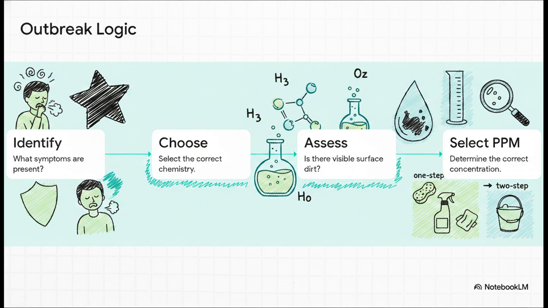So, when an outbreak strikes, just stop. Don't panic, and definitely don't just grab a bottle out of blind habit. Run this deliberate checklist in your head instead. First, identify. What are the exact symptoms? Is it vomiting, meaning a screaming norovirus, or is it coughing, suggesting an enveloped virus? Second, choose. Pick your chemistry, the scalpel or the hammer. Third, assess. Is there visible dirt? That tells you if you need one-step or two-step. And finally, select. Lock in your precise ppm number.